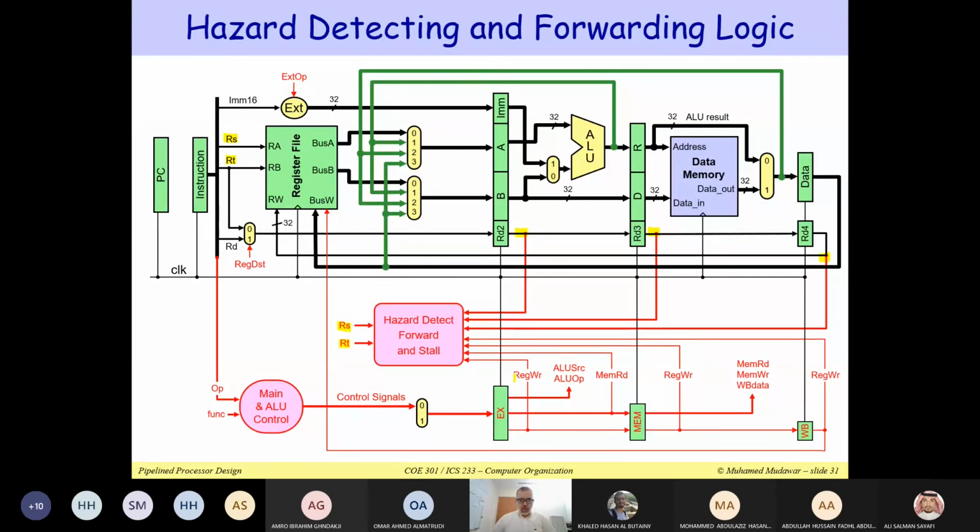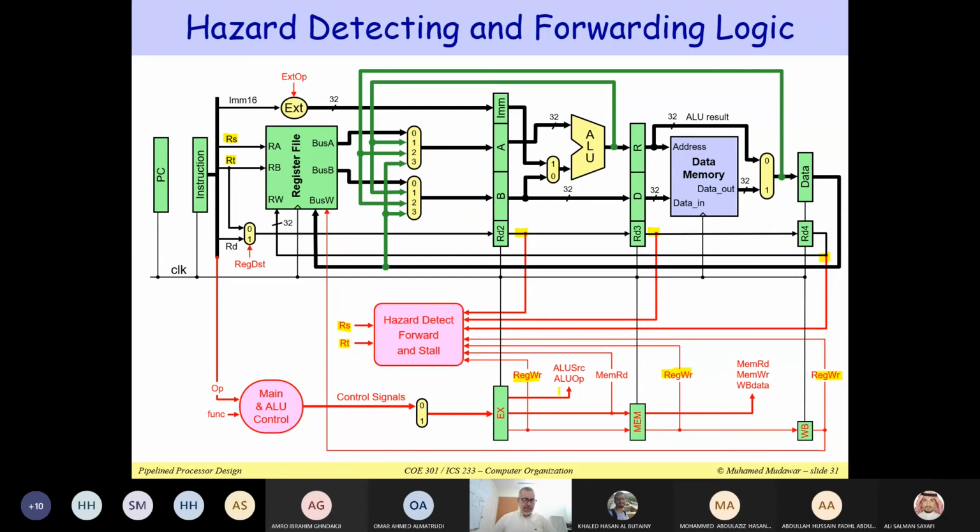Also, we have register write in the third stage, in the fourth stage, and in the write back stage. It means that we are writing to RD2, RD3, RD4. So we have to check this in the hazard detect logic. This is going to produce forward A and forward B as before, to control these 2 important multiplexers.